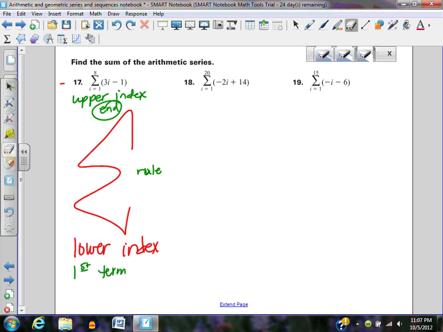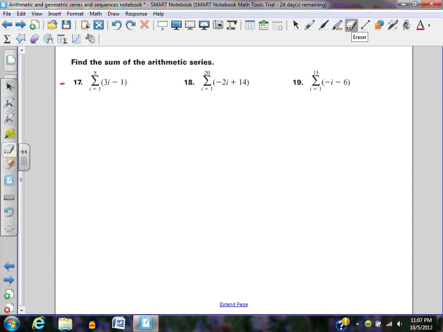Let me be specific and give you an example. Okay, if I put this here and I have 1 and 8 and 3n minus 1, I prefer n to the i.